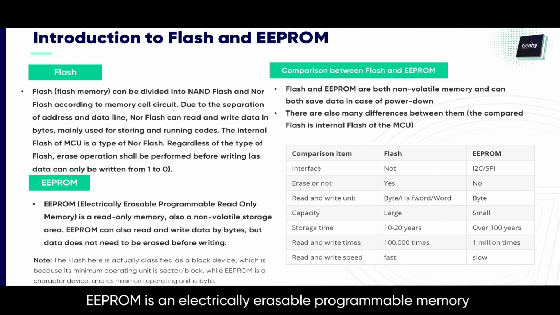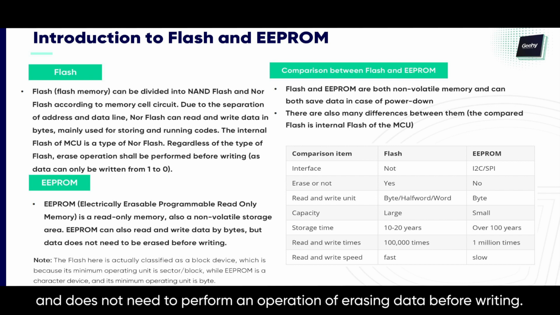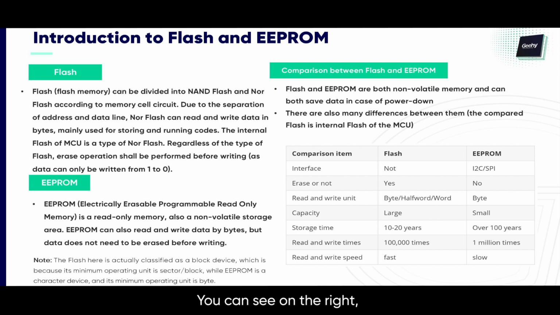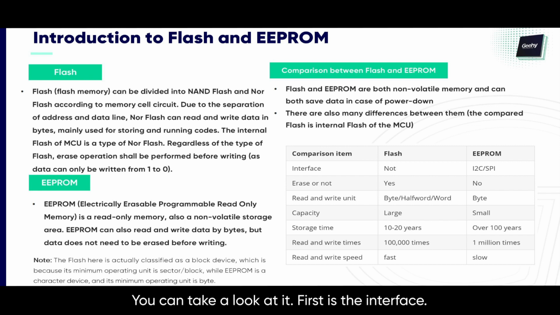EEPROM is an electrically erasable programmable memory, and also a non-volatile memory. EEPROM can read and write in bytes, and does not need to perform an operation of erasing data before writing. You can see on the right, the picture lists some simple comparison items between flash and EEPROM. You can take a look at it.